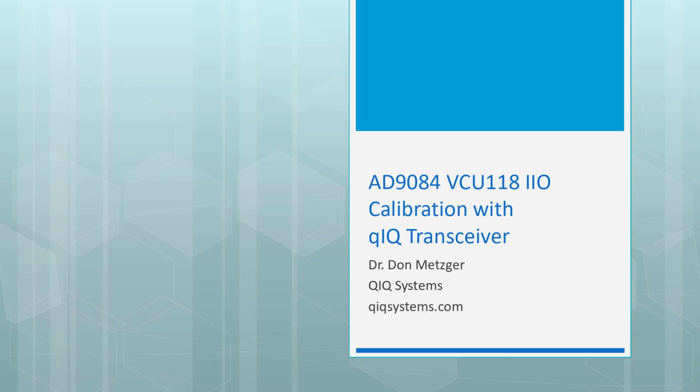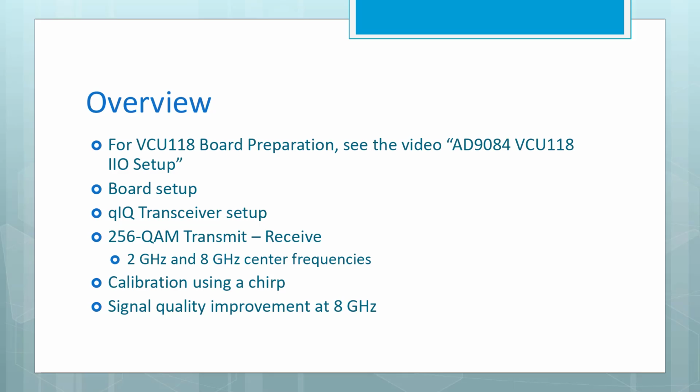This video is the second in a series of videos describing the use of the Analog Devices AD9084 being hosted by a Xilinx VCU118 board running under Analog Devices IIO software and being operated by Quick Systems Quick Transceiver software. The emphasis in this video is on calibrating the system for better RF performance. Here's an overview of the video.